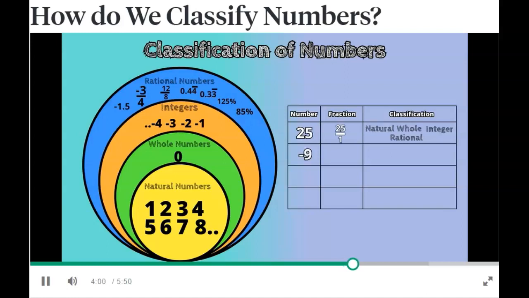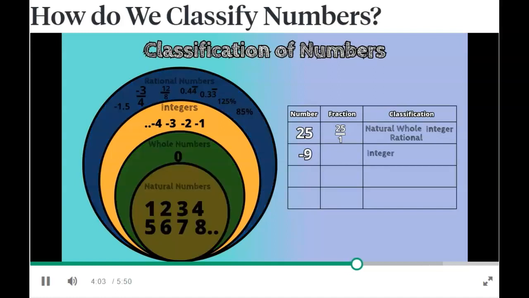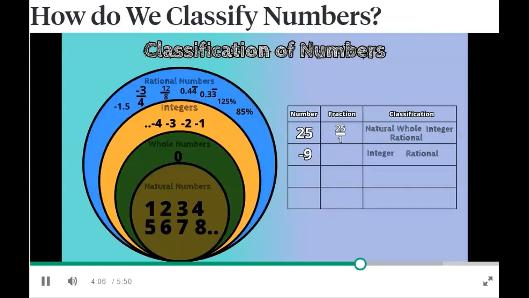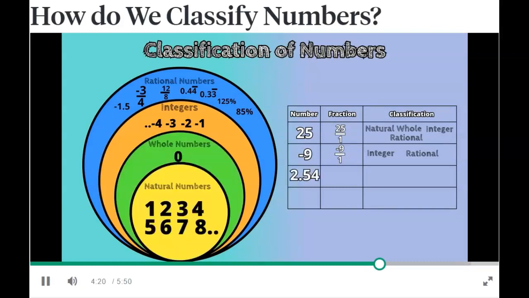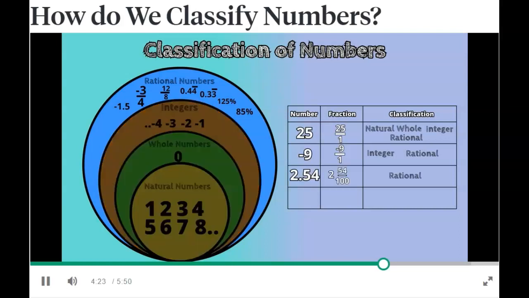The number -9 can be classified as an integer and a rational number since it can be expressed as a fraction such as -9/1. However, it cannot be classified as a natural number or whole number because these groups do not include negatives. The number 2 and 54/100 would be classified only as a rational number. Integers do not include decimals, only the digit 0, positives and negatives. Whole numbers also do not include fractions and decimals, and natural numbers do not include decimals and fractions.